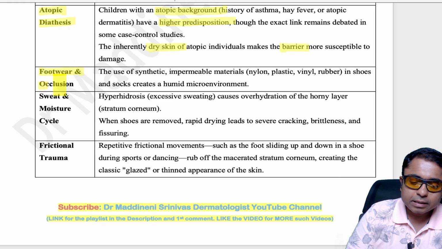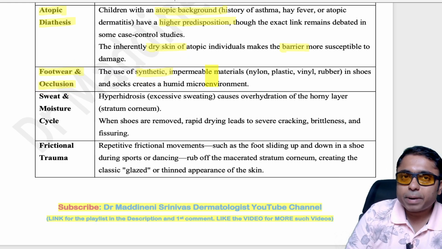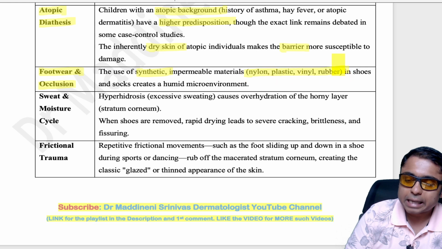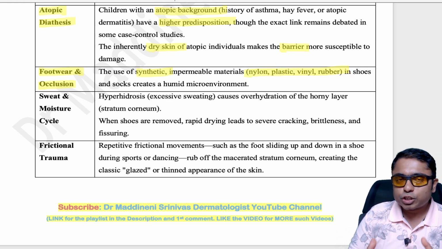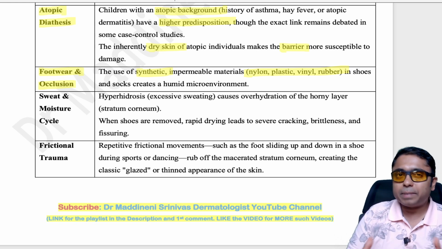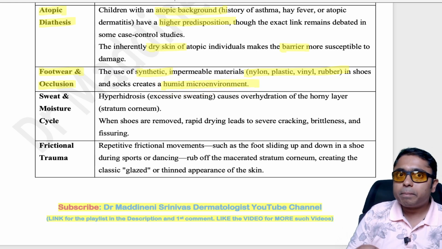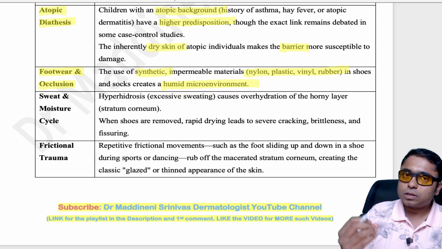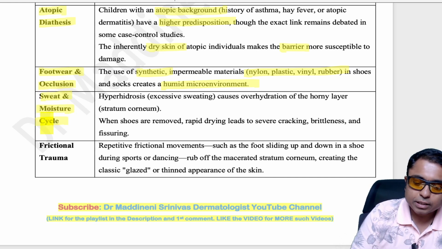Coming to the next one, that is footwear and occlusion. The use of synthetic impermeable materials like nylon, plastic, vinyl or rubber is going to lock in the moisture, because of which the socks become damp and the feet become very wet, and that produces a humid microenvironment. That is also a very important part of the juvenile plantar dermatosis sweat-moisture cycle.